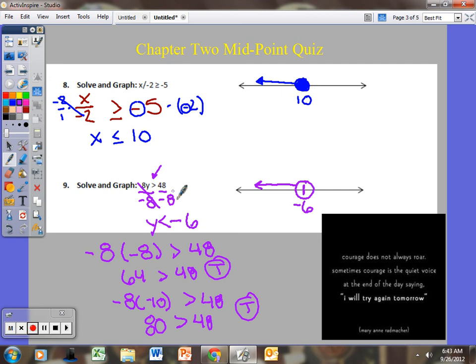If you would have had this flipped, so it says y is greater than -6, and you were to plug in a value that's greater than -6, say -5, you'd have -8 times -5. That gives you 40. 40 is not greater than 48. So it should have told you that maybe you forgot to flip that inequality symbol.